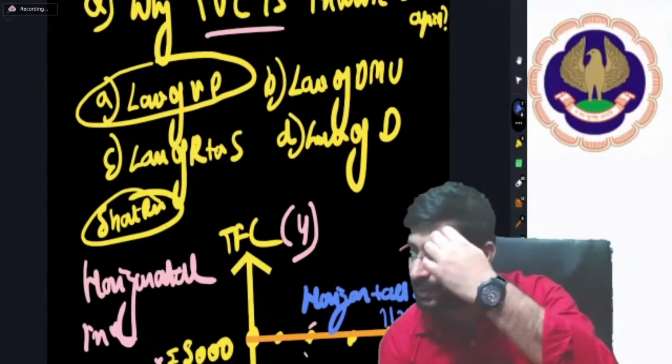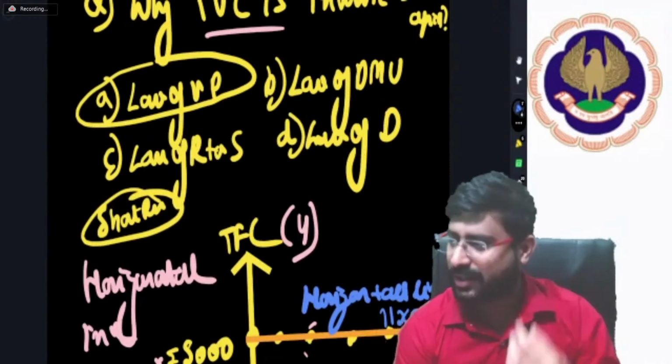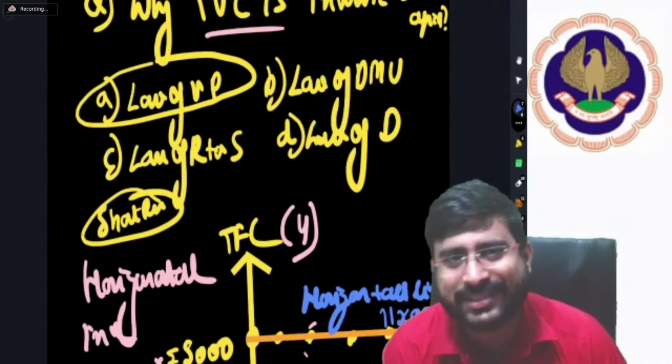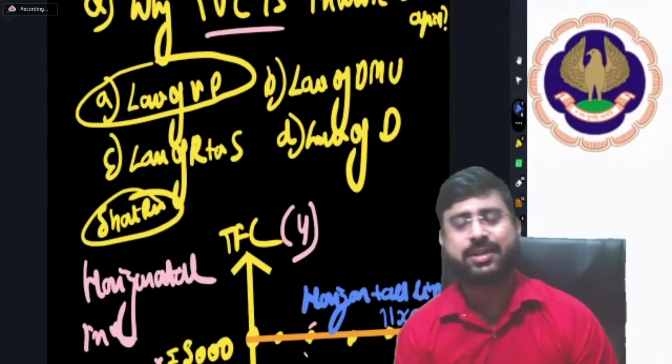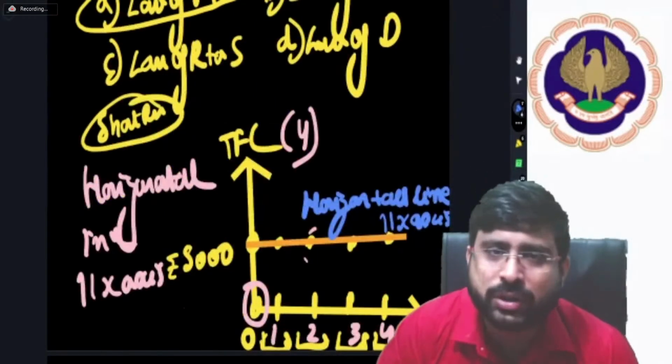Yes, sir, we understood. You are getting a horizontal line parallel to x-axis. Absolutely, sir, we get it. That's why we call it TFC is parallel to the x-axis.